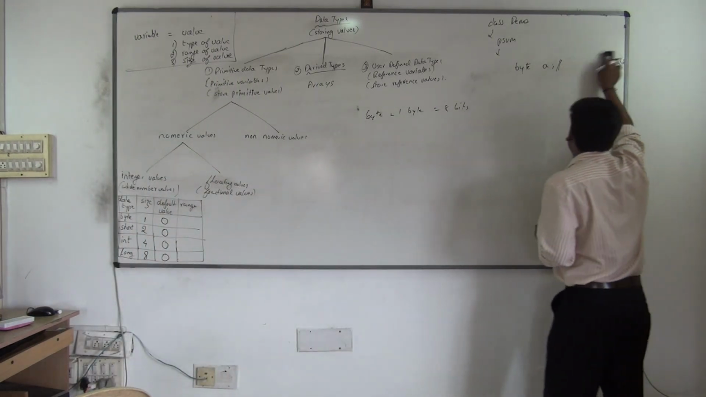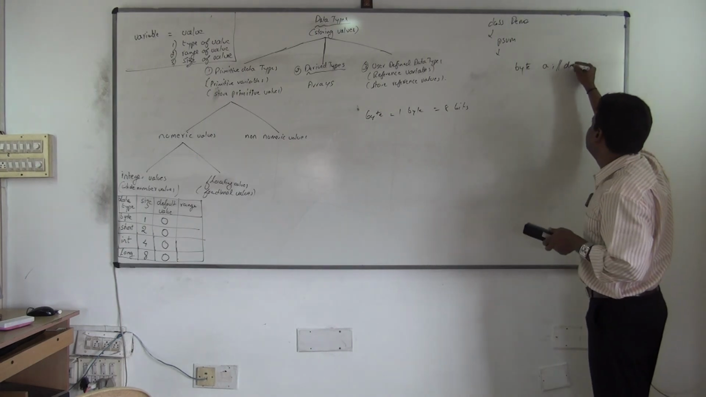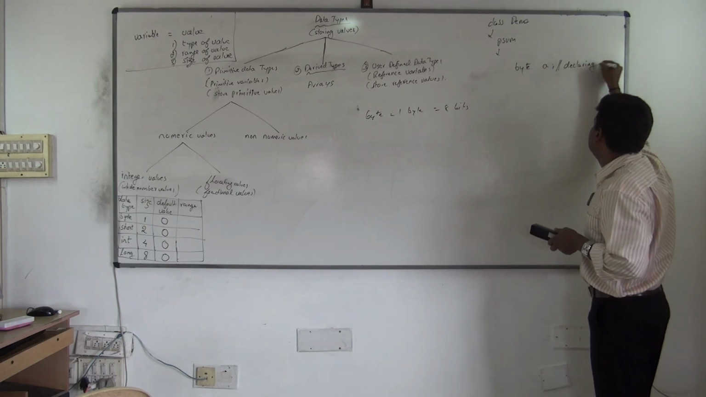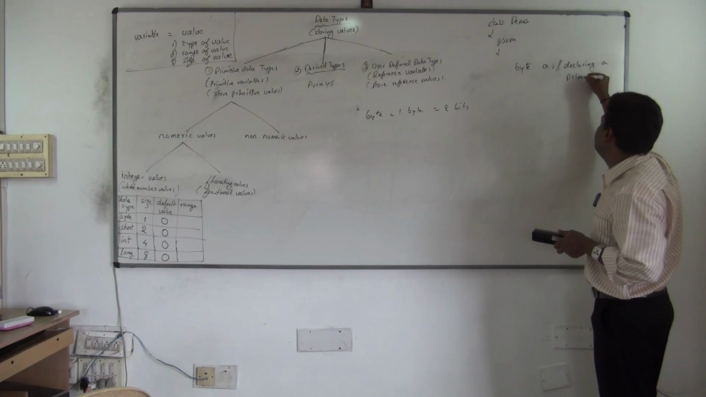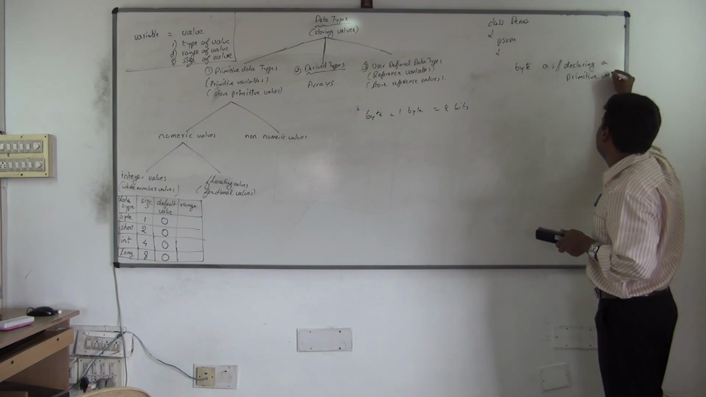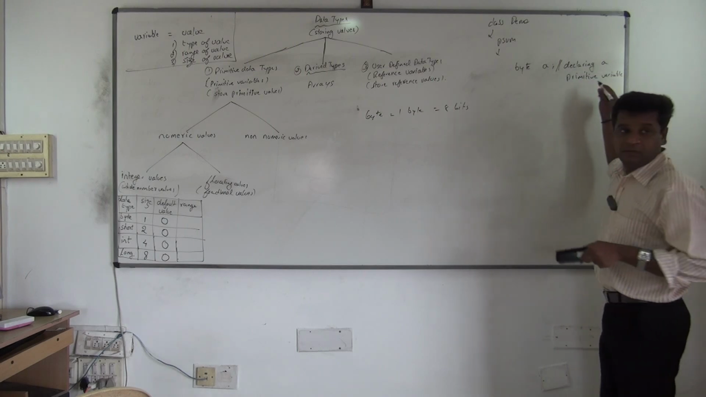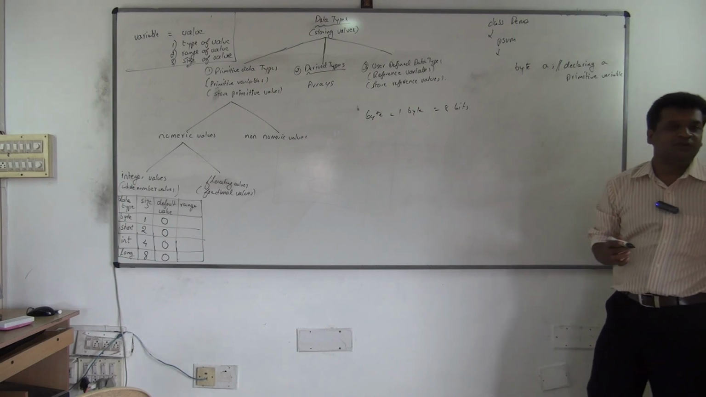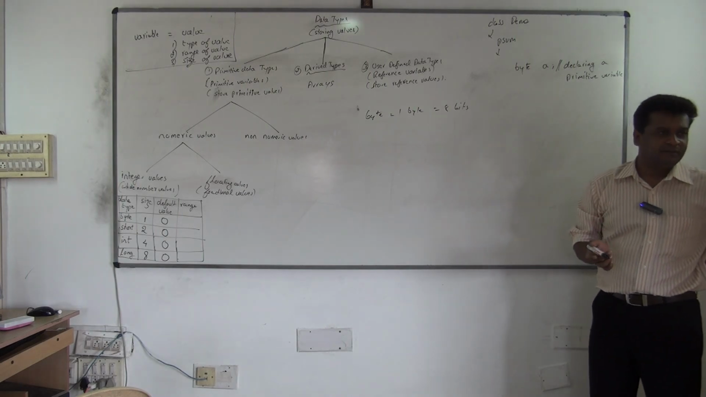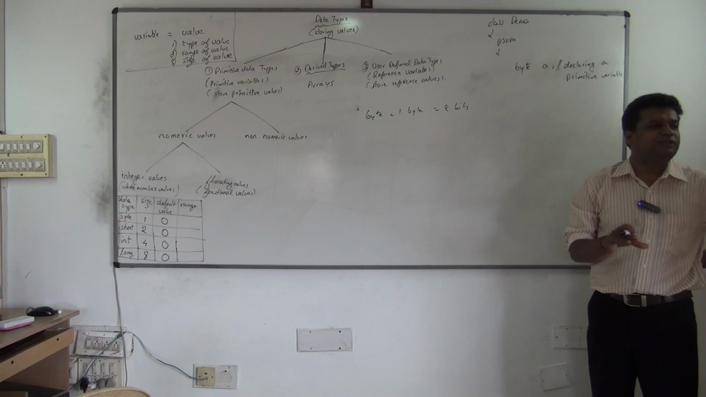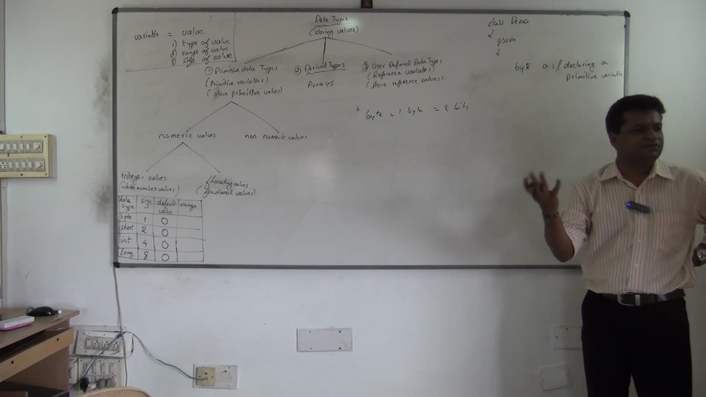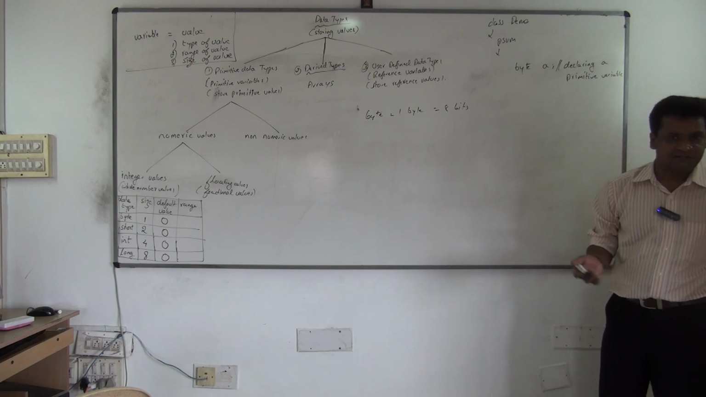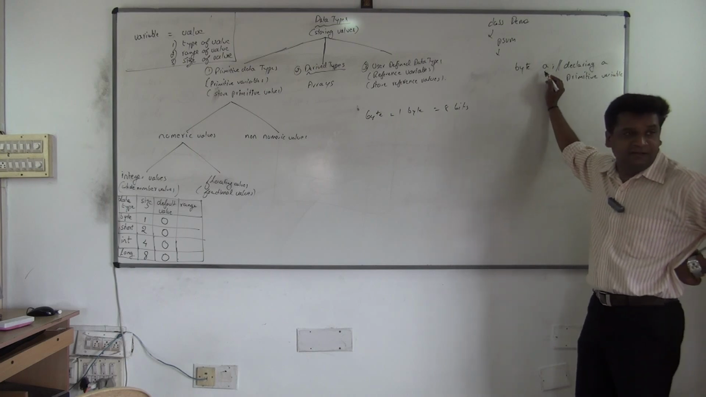Understanding now? What are you doing here? You are declaring a primitive variable. Why? Because you want to store a primitive value. What type of value do you want to store? An integer value. But I want to store a value within the range of -128 to 127. So I choose byte. As simple as this. So byte a, you are declaring a variable.